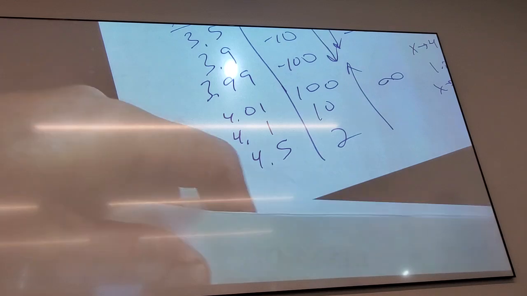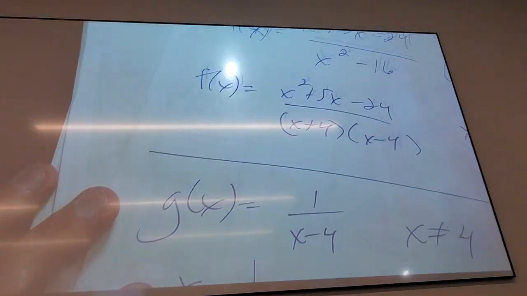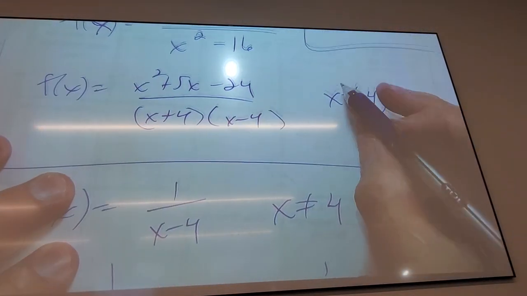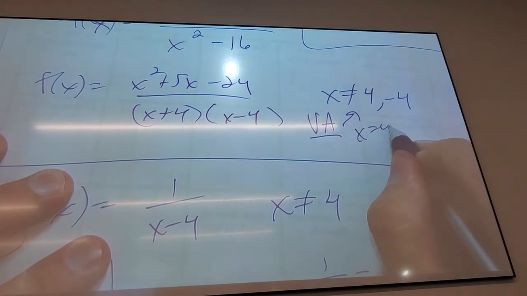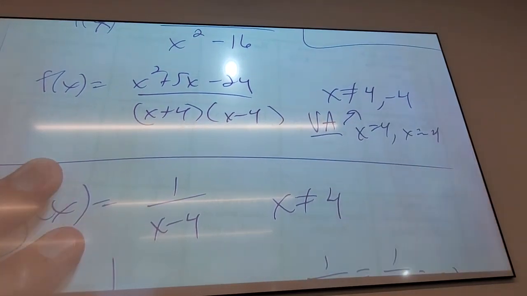All right, so let's come back to this one. Now we know there are vertical asymptotes at x equal to 4 and x equal to negative 4. There are vertical walls there. And I know that means it's going to do one of these two things, yes?